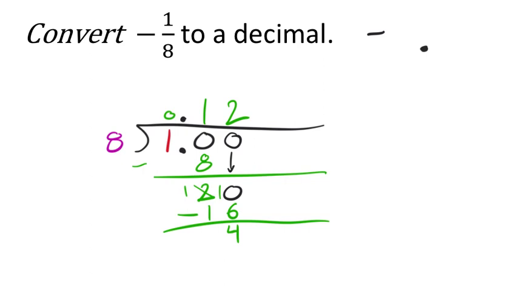But again, 4 is too small for the 8 as well, so I'm going to tack on another 0 and drop it in order to make this number bigger, a 40. Well, 40 is great because it's a multiple of 8. 8 goes into 40 5 times, exactly. 5 times 8 is 40, nothing remaining. We shouldn't get anything remaining when we're working with terminating decimals. If there is, then it should be some kind of repeating decimal.